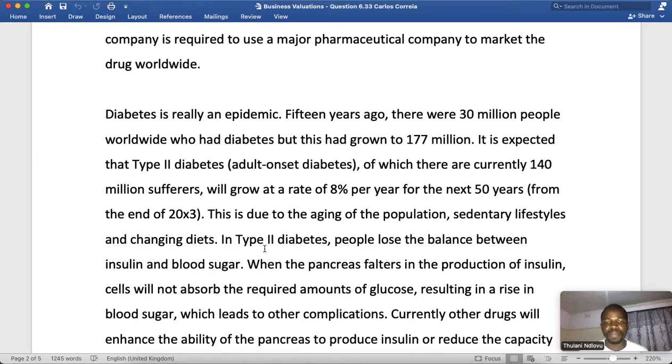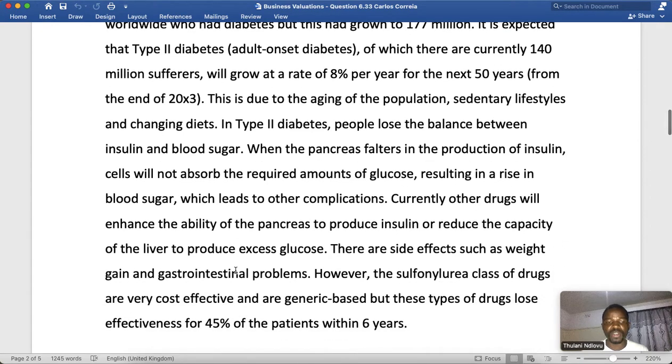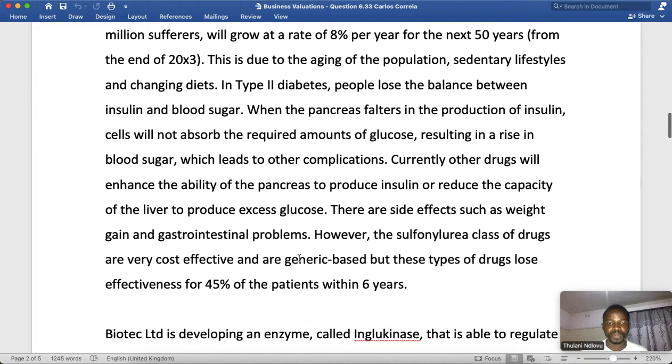In type 2 diabetes, people lose the balance between insulin and blood sugar. When the pancreas falters in the production of insulin, cells will not absorb the required amounts of glucose, resulting in a rise in blood sugar, which leads to other complications. Currently, other drugs will enhance the ability of the pancreas to produce insulin or reduce the capacity of the liver to produce excess glucose. There are side effects such as weight gain and gastrointestinal problems.